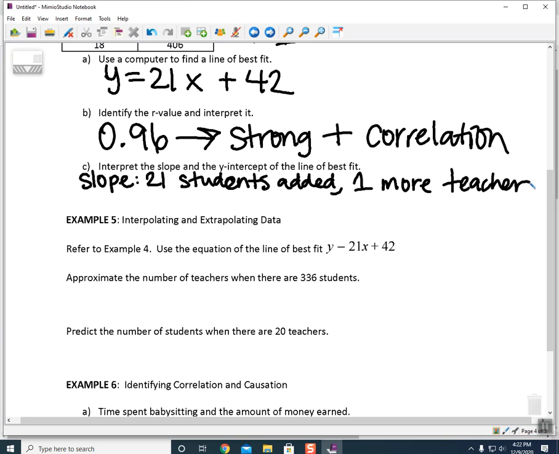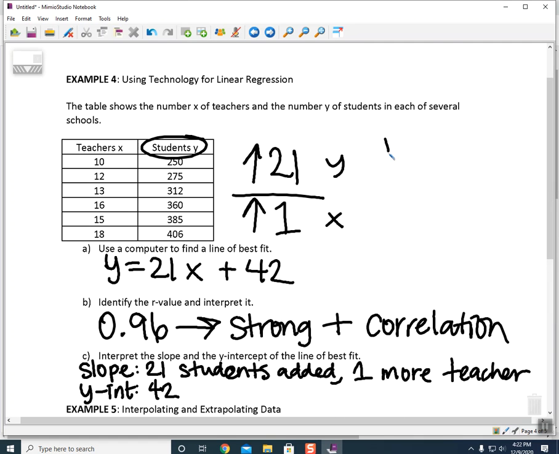All right, y-intercept then, in this case is 42. Now, I want to think about what the y-intercept means. Okay, so if I have a graph over here, here's my graph, teachers is down here, students is over here. My y-intercept happens here at 42.